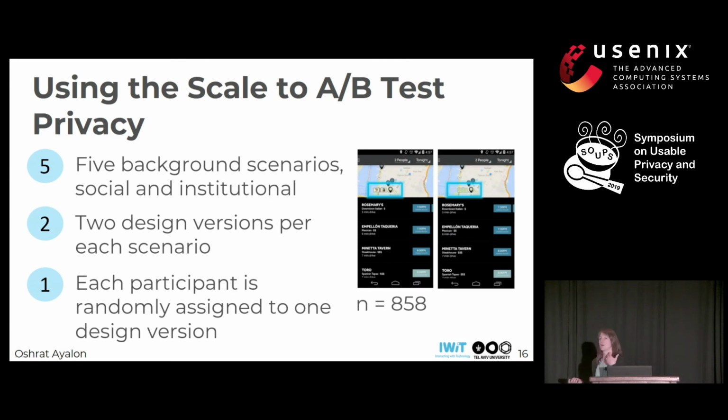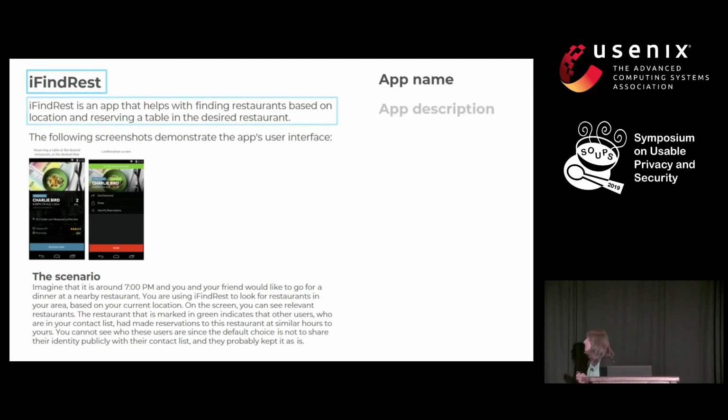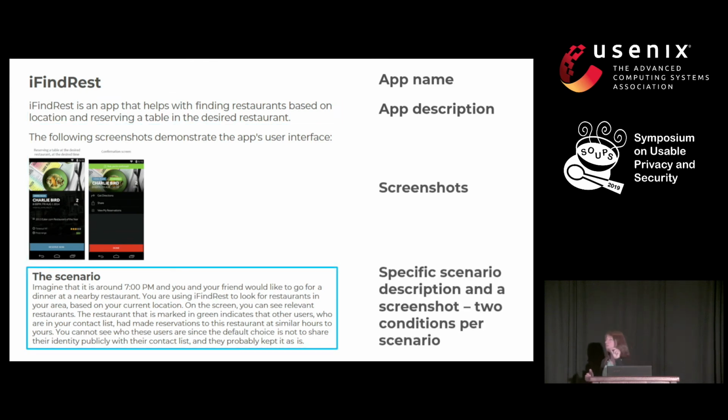So I will show you how it looks from the participant perspective. So this is one example. This is the I Find Bread scenario. So the participants were presented with the application name, then a very short explanation of what the application does. In this case, it's an application that helps the user to find a restaurant based on their location, and you can also reserve a table in the restaurant, and a screenshot of the application. Then a specific scenario was presented, and this was different between the 2 conditions, since it exemplified how each design worked in each condition.